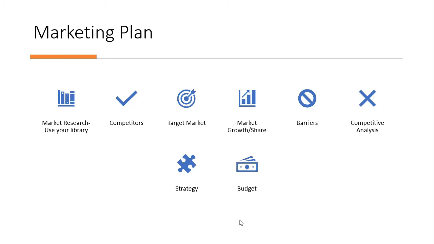Do a competitive analysis of all your competitors and yourself. What are your strengths, weaknesses? What is done very well? What's done poorly? What's your market strategy? And then, a very important part of your marketing plan is, what is your budget?